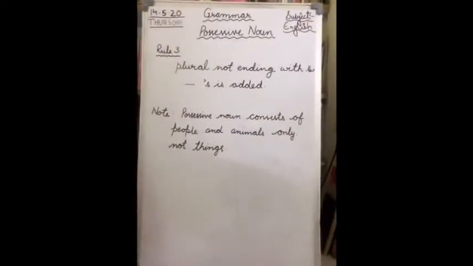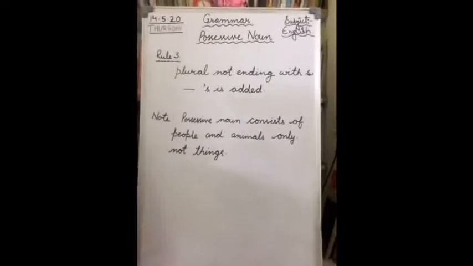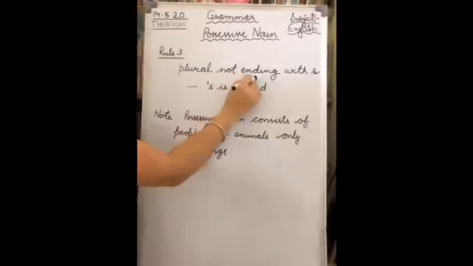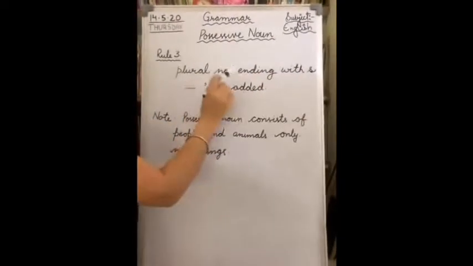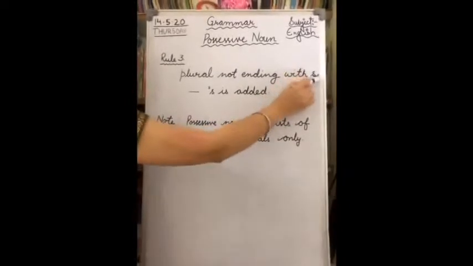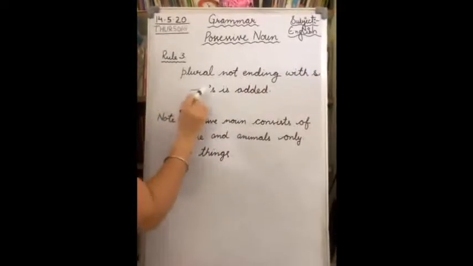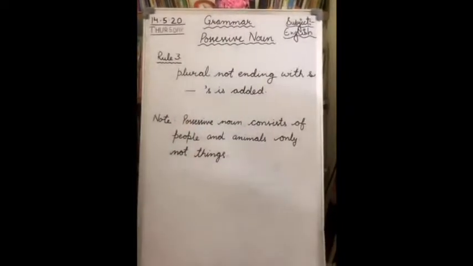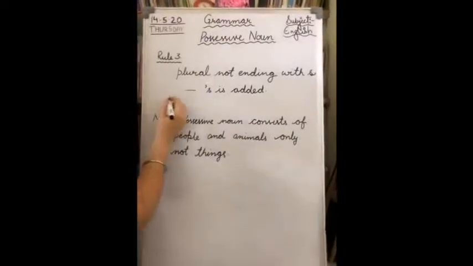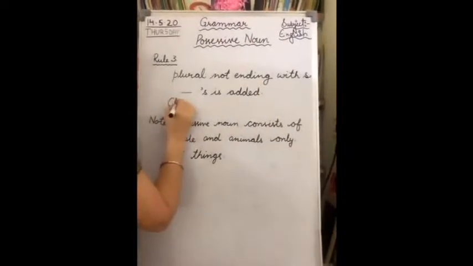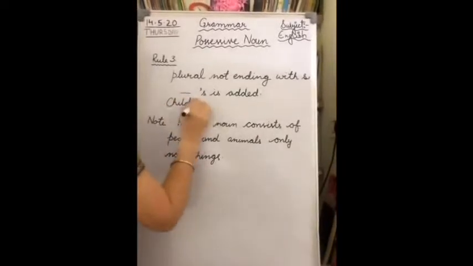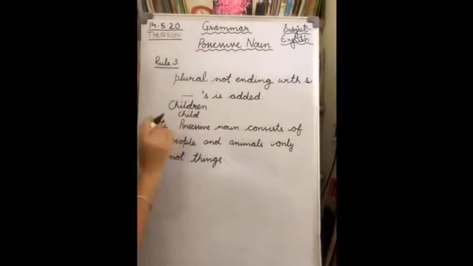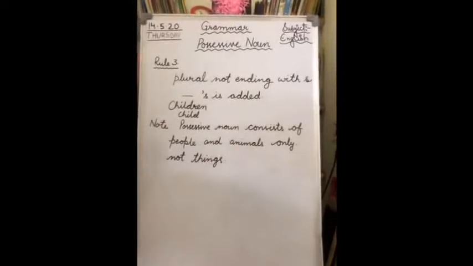Now rule number 3 of possessive noun. Children, in rule number 3, plural which is not ending with s, that means plural form of a noun in which at the end we don't see s, there we use again apostrophe s as we use in singular noun. Example I can give you. If we write children, you know what? Children is plural form of what? Child. Yes, children.